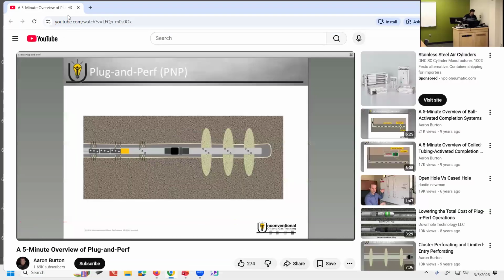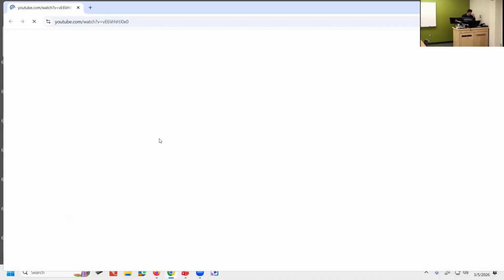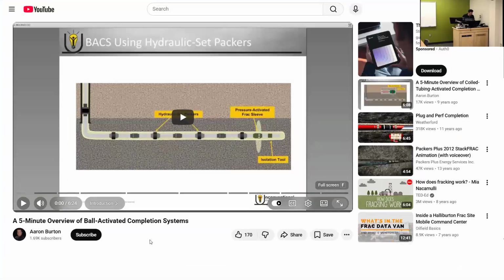The second method is ball activated completions, which take a little bit longer. It's a little bit more difficult to understand, but it's still possible, of course.